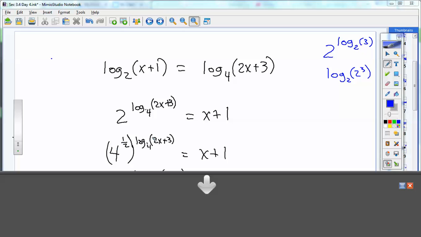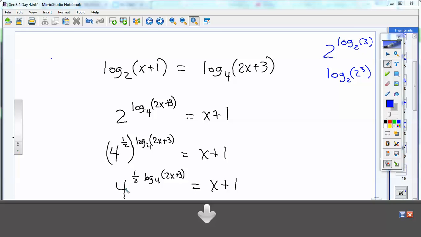Okay? So now, power on a power, what do? Power on a power, you multiply. So this would be 4 to the 1/2 log base 4 of 2x plus 3. Okay, now that 1/2's kind of in the way. When you have a 1/2 in front of a log, what can you do with it? Put it up in the power. Remember the reverse of what we've been doing? If you have a power inside of a log, you can bring it down front. If you have a number out in front, you can put it up as a power. So we can put that 1/2 up there as a power.